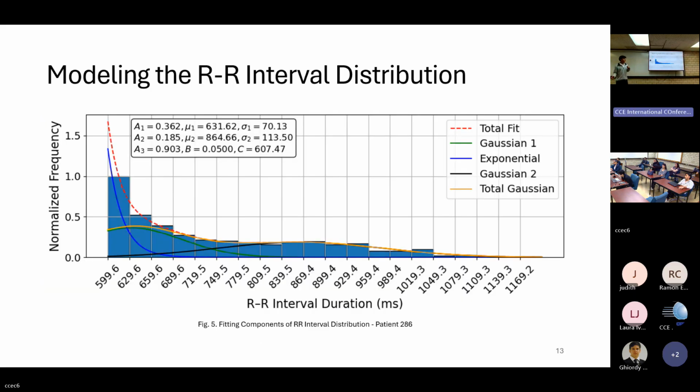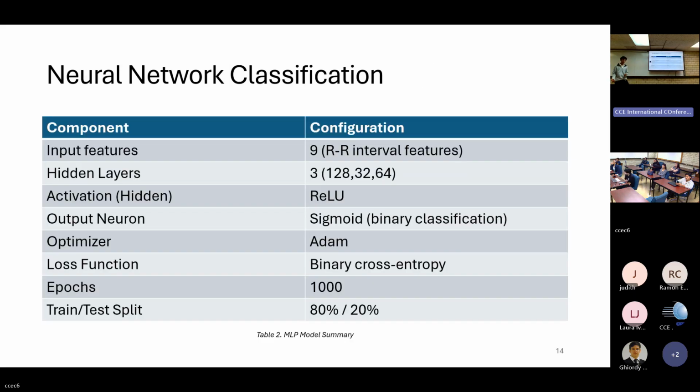It is also important to mention that when we modeled this fitting, we calculated 9 parameters, which are A1, A2, A3, mu1, mu2, B, sigma 1, sigma 2, and C. And these were the input features for the neural network classification model.